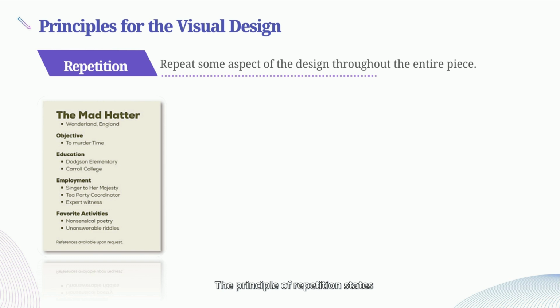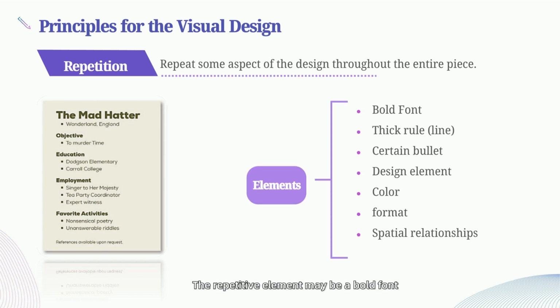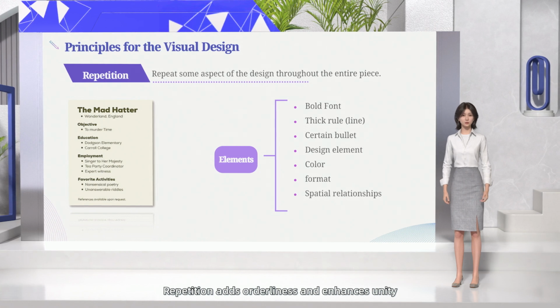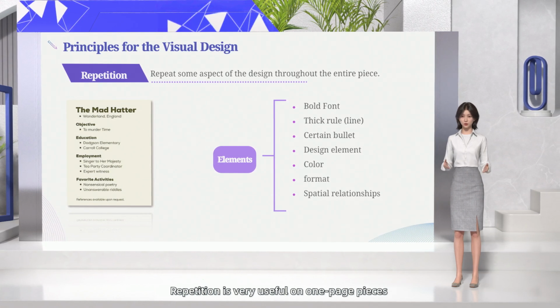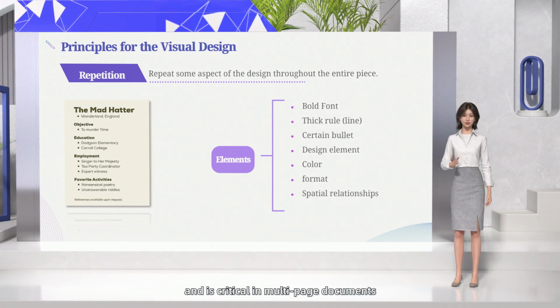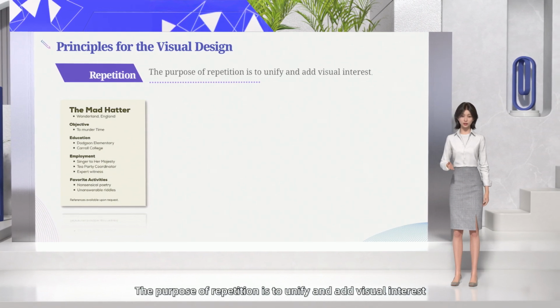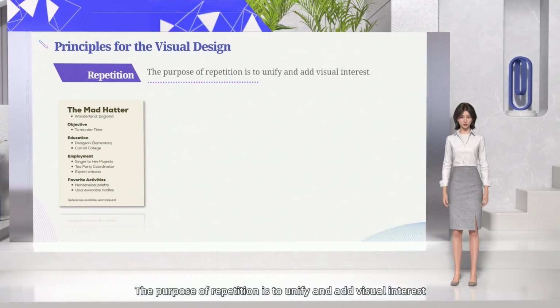The principle of repetition states that you should repeat some aspect of the design throughout the entire piece. The repetitive element may be a bold font, a thick rule line, a certain bullet, a design element, color, format, spatial relationships, etc. Repetition adds orderliness and enhances unity. Repetition is very useful on one-page pieces and is critical in multi-page documents. The purpose of repetition is to unify and add visual interest.